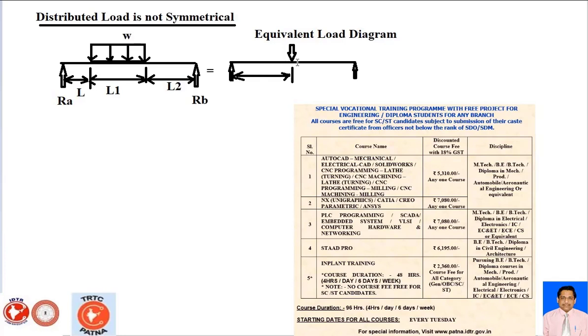Then how to compute the distance from here to here? Basically this is your L1, and the next point is the centroid of the distributed load. So the length from this point to this point is L0 plus L1 by 2.